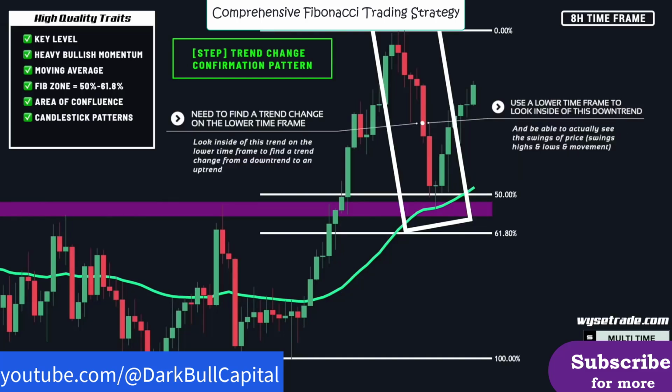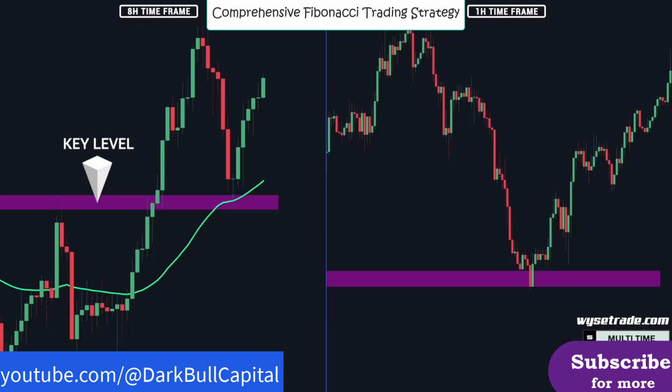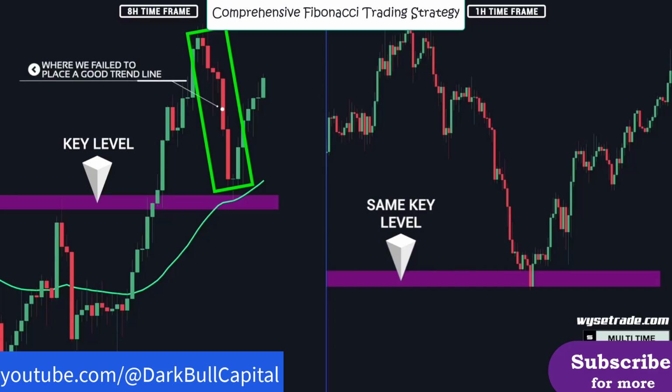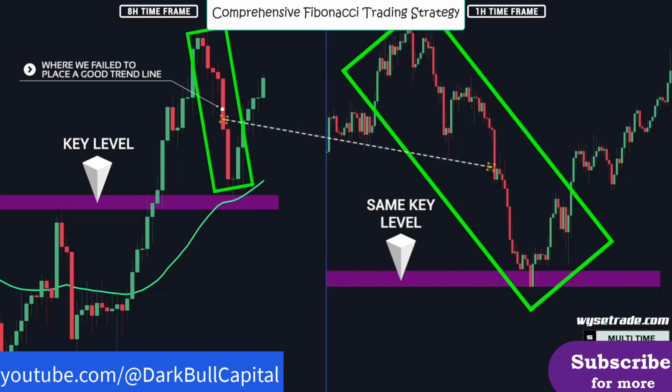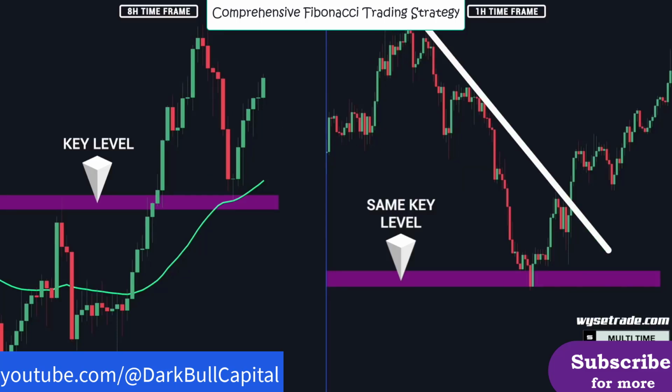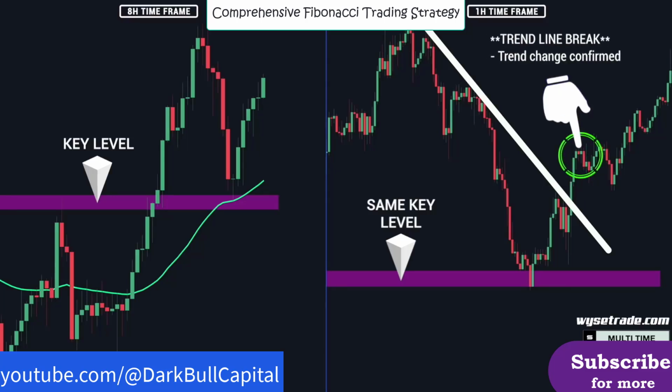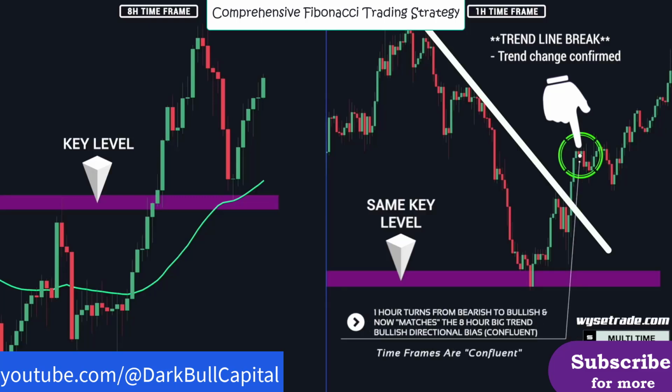So let's pull up the lower time frame, specifically the 1-hour time frame, and put it beside this one. Here's the key level on the 8-hour time frame, and here is the same key level on the 1 hour. Here's the 8-hour pullback downtrend, where we tried to place the trend line but couldn't. And here is the same pullback downtrend on the 1-hour time frame. On the 1-hour time frame, we can easily place a trend line connecting these swing highs because on this time frame, we can actually see the swing highs and swing lows. And once you had the trend line break, this was your trend change confirmation. The 1-hour time frame turned from bearish to bullish and matches the 8-hour time frame big picture bullish directional bias.